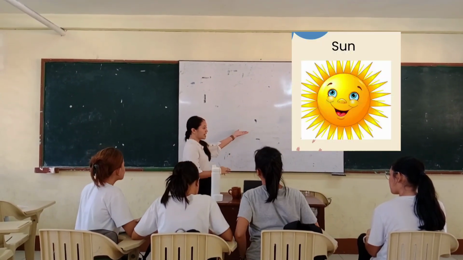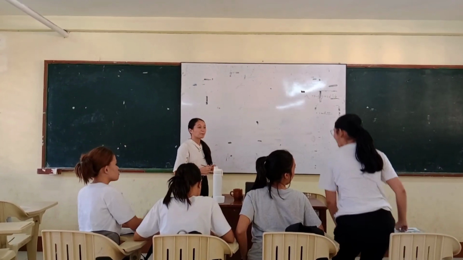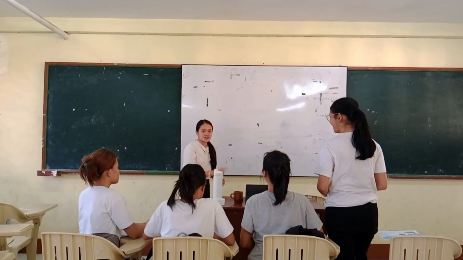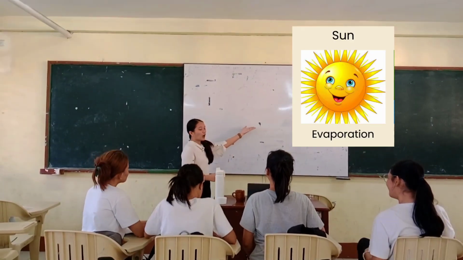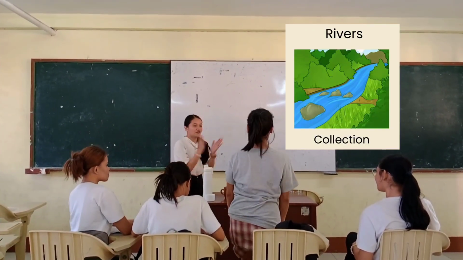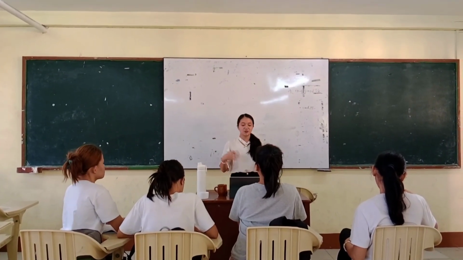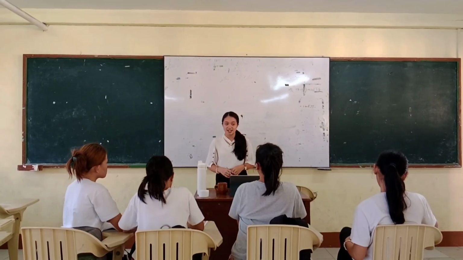The third picture is sun. Yes, Kyla? Evaporation, teacher. Yes, that's right, evaporation. And the fourth one is rivers. Yes, collection. Very good. That's great, collection. Great job remembering, everyone. Now let's explore these stages in more detail.